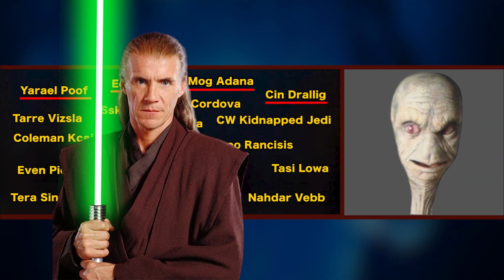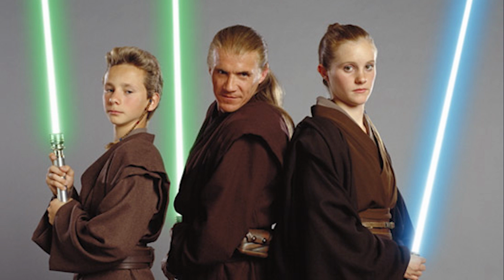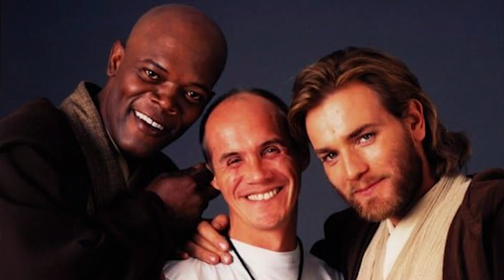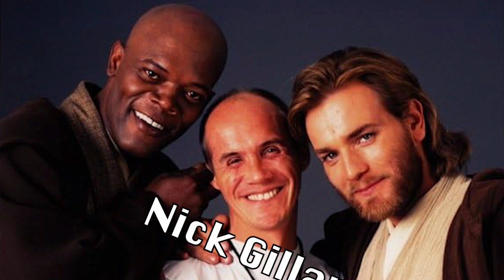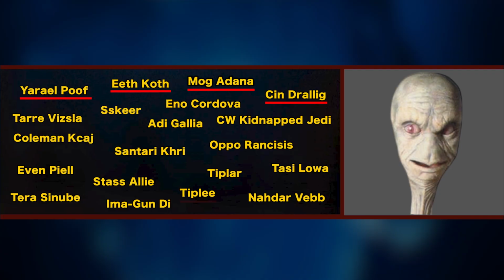Next is Cin Drallig. He served as Battlemaster and Chief of Security of the Jedi Temple, and was the head of the Jedi Temple Guard, and was also a lightsaber instructor. He was nicknamed the Troll. He was later killed by Vader in Order 66. He was played by Nick Gillard, the prequel stunt coordinator, and his name is actually Nick Gillard's name reversed, sort of. He first appeared in Revenge of the Sith.